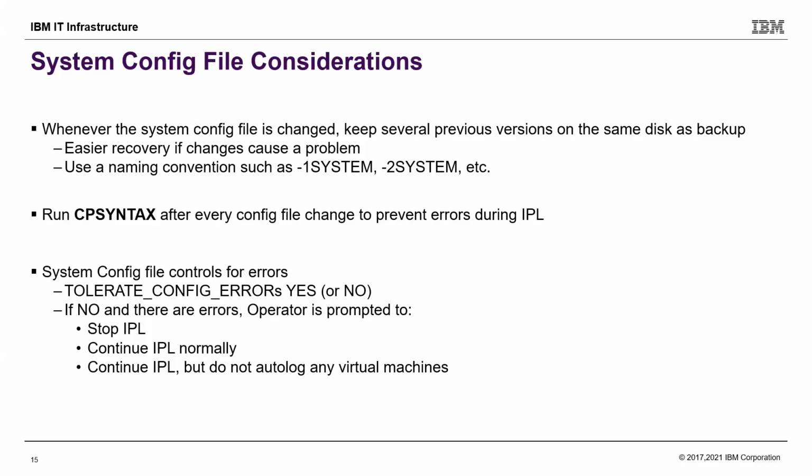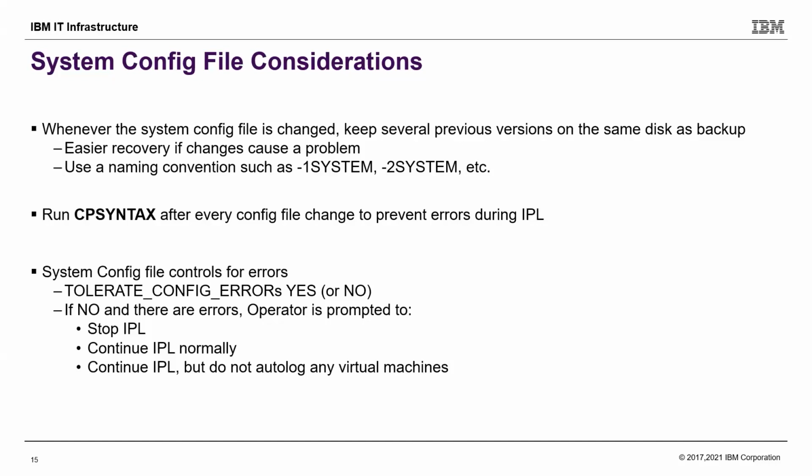This way, if you make changes to your configuration file that are using something new, you'll have the latest CP syntax to verify it. You can also, in the config file, use a tolerate config error statement that you can specify as yes or no. This will allow the system to continue IPLing even if it detects certain errors in your configuration file.